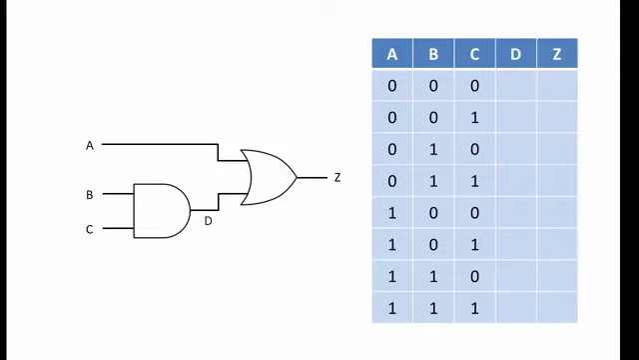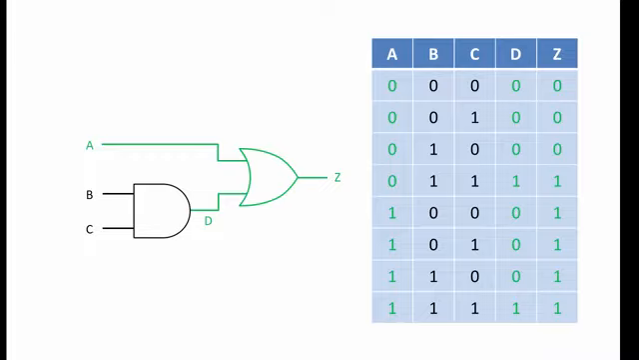To solve this one, we'll consider intermediate point D. Each value of D comes from passing pairs of values for B and C through an AND gate. And then each value of Z comes from passing pairs of values of D and A through an OR gate. Did you get this result?